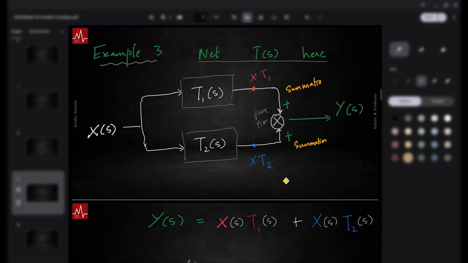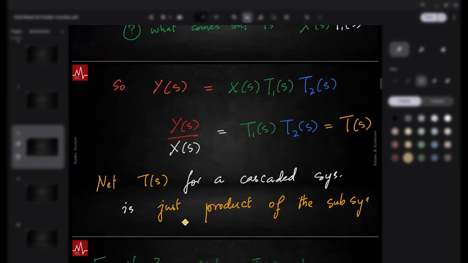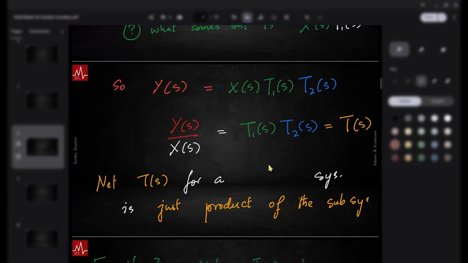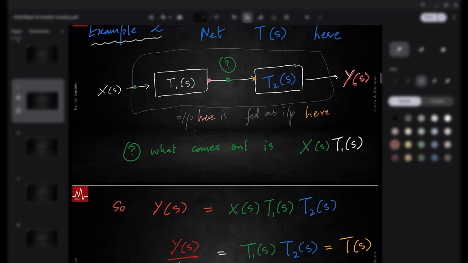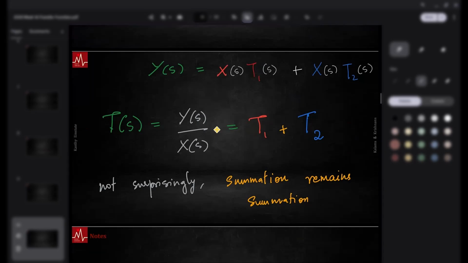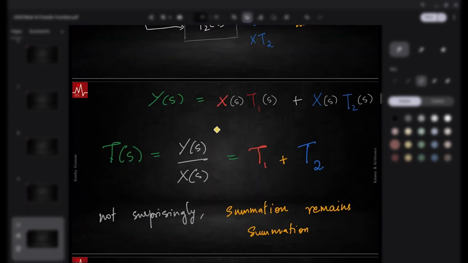On the other hand, cascading became a product. Cascading is a complicated operator. It became a product. Summation remains a summation. If we pass one after the other, we know what happens: transfer functions get multiplied. If we pass simultaneously, we know what happens: things get summed up. So that's your example 3.